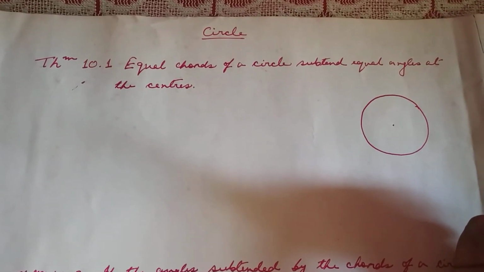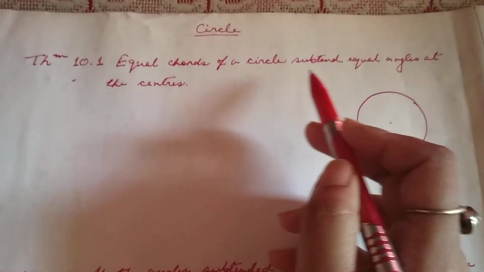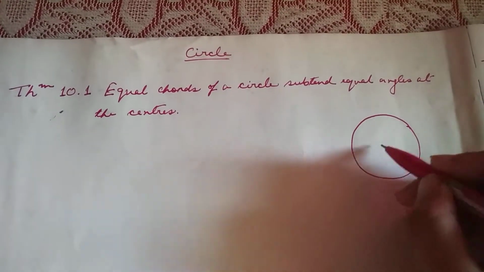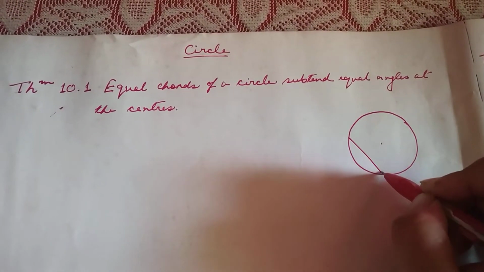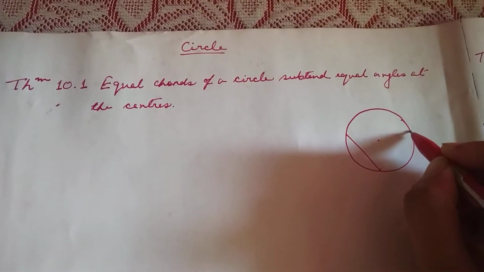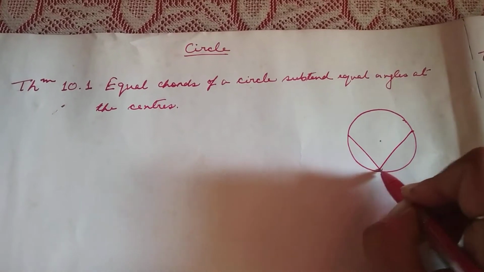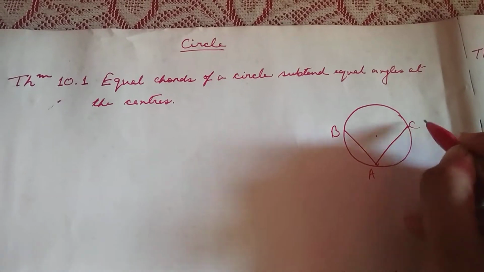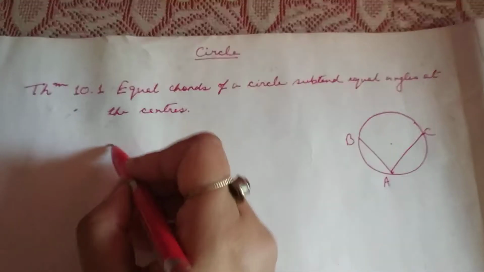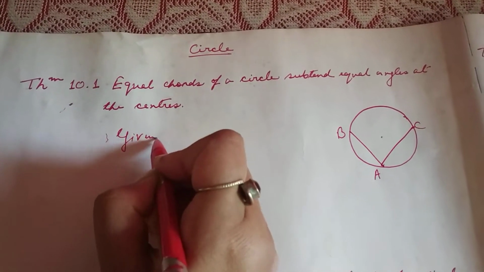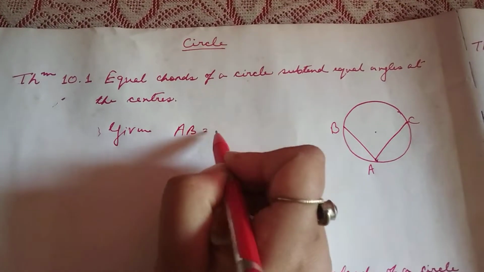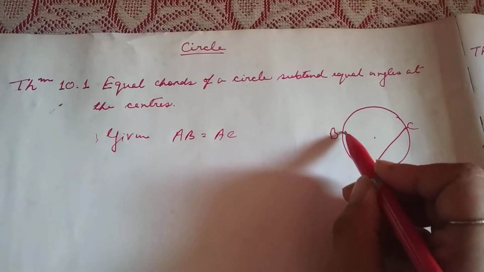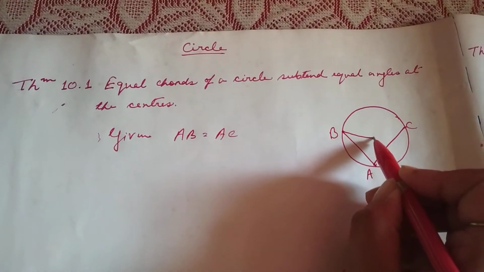So let's start with theorem 10.1. Equal chords of a circle subtend equal angles at the center. So yes, there is a circle, and suppose I draw two chords this way, chord AB and AC. What does it mean? If these two chords are equal, that is, given AB is equal to AC, then the theorem says that these two chords will subtend equal angles at the center. Means this way.